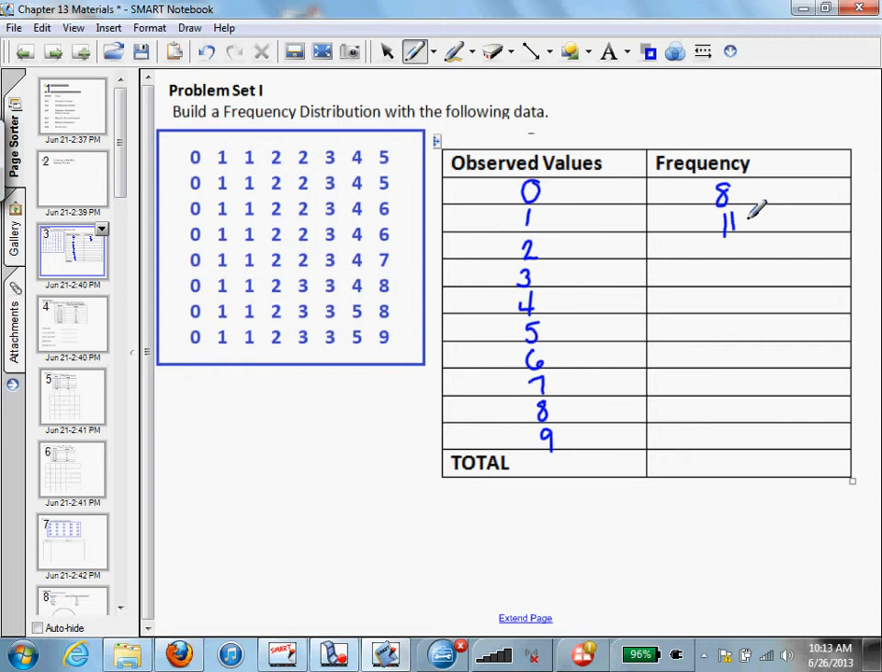1 has a frequency of 11, 2 has a frequency of 18, 3 has a frequency of 11, 4 has a frequency of 6, 5 has a frequency of 4, 6 occurs 2 times, 7 has a frequency of 1, 8 has a frequency of 2, and 9 has a frequency of 1. Now what it might ask you to do is total these, and all you'll do is total the number of frequencies, and that's just having the number that occurred in the box. And if you do that, you're going to get 64. Now that makes sense because this is an 8 by 8 build.